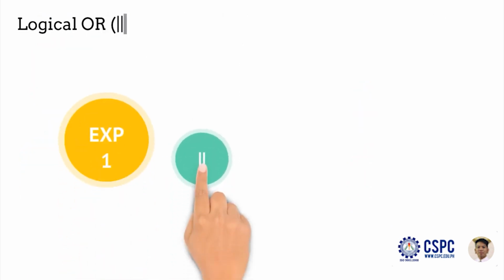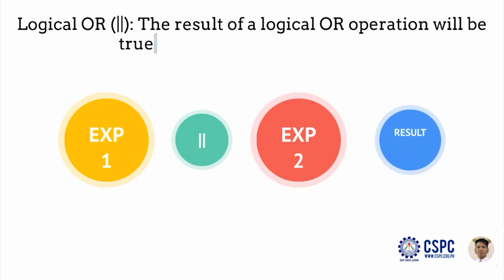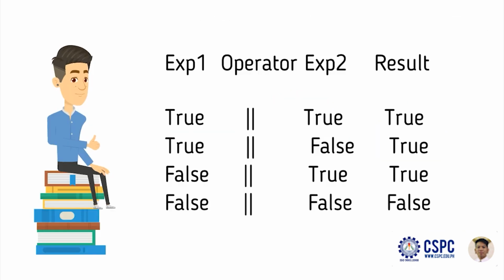For logical OR operator, again, this will compare both expressions. The result of a logical OR operation will be true if either of the operands is true. In logical OR, this table shows that if either of the expressions is true, the result will be true. But if both expressions are false, of course, the end result will be false.